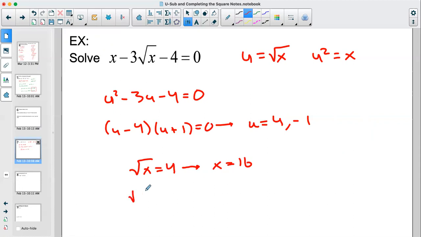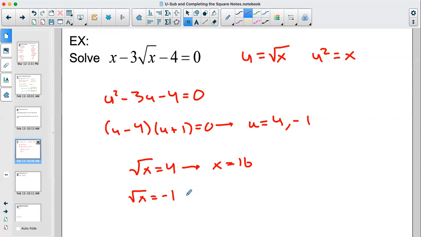And now I get root x equals negative 1. Well, that doesn't work now, does it? There's no number whose square root is negative 1. You might be like, what about i? And the answer is not quite. The square root of negative 1 is equal to i. It's not that the square root of i is equal to negative 1.